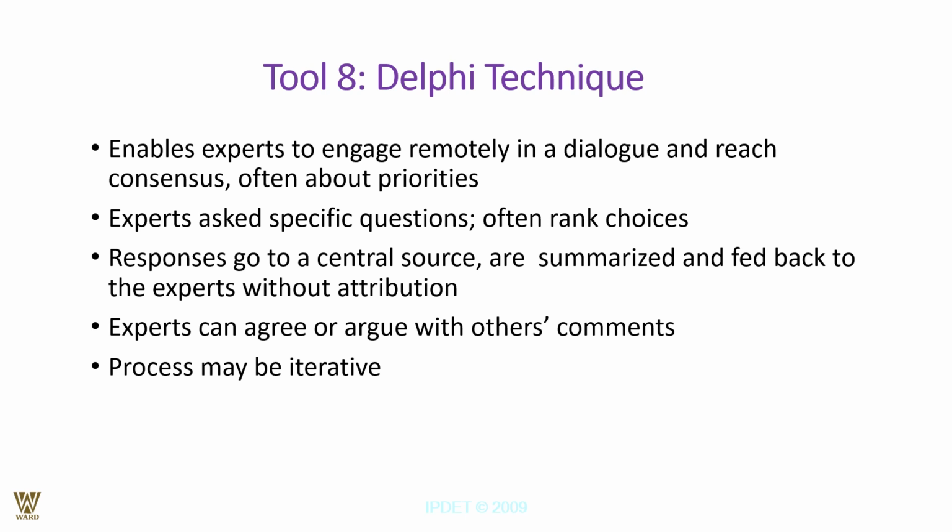The Delphi method enables experts to engage remotely in a dialogue and reach consensus. It is often all about priorities. Experts are asked specific questions, often to rank choices. Responses go to a central source and are summarized. Feedback goes to the experts without any attribution. Experts can agree or argue with others' comments. The process might be iterative, as the case might be.